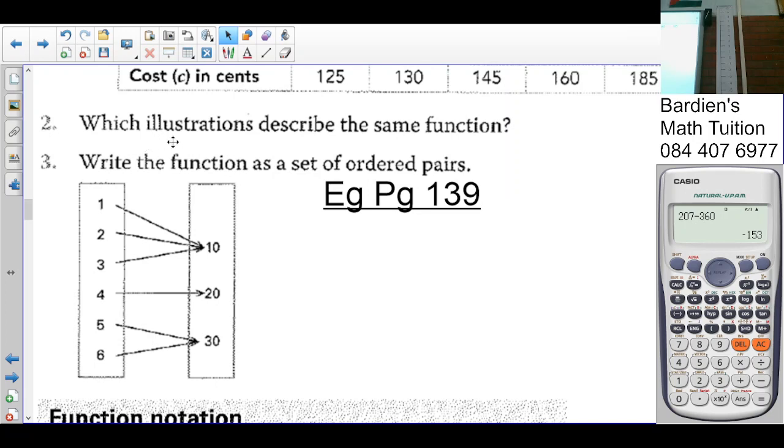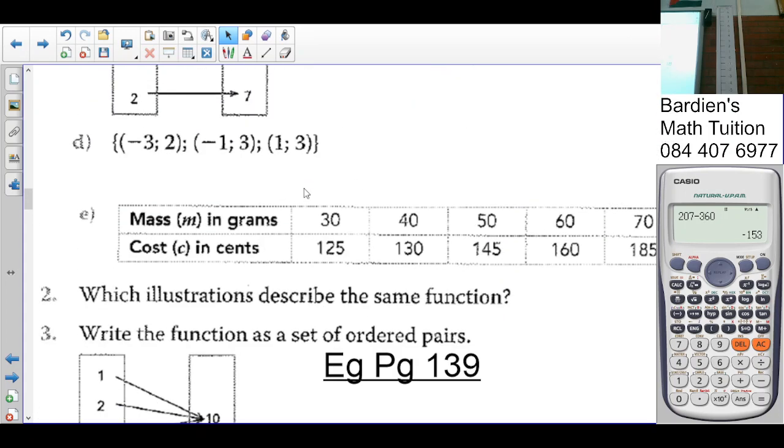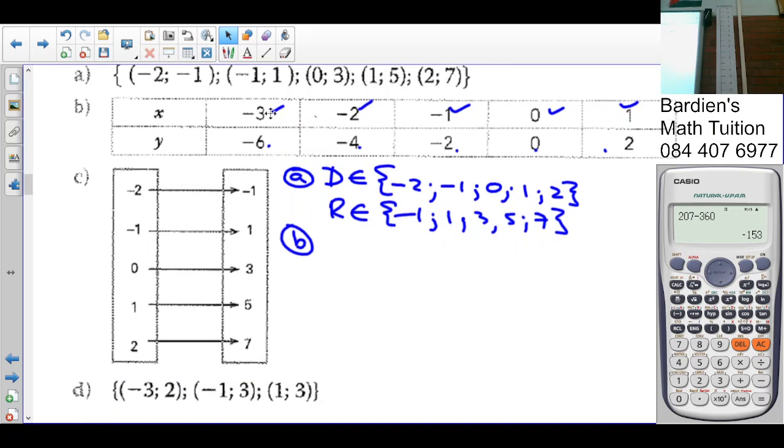It says here, which illustration describes the same function? Same function. -2, 2, 7. No, that one's not for that. -2 to 1, -1 to 1. Can you see that, 0 and 3? So A and C is together. Can you see that, people? Yes. 2 and 7, 2 and 7, 1 and 5 and so on.